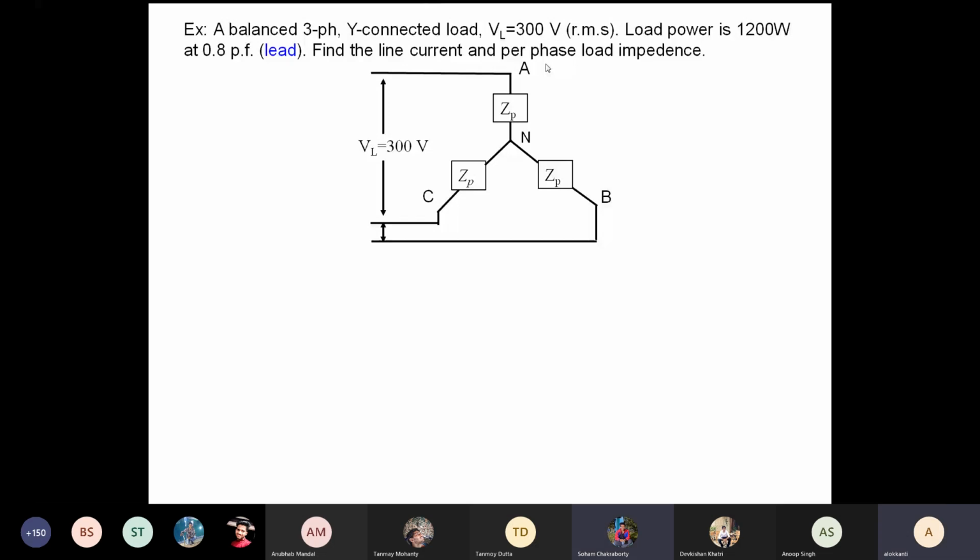Each phase has a phase voltage. See, I have given the line voltage here, line to line, say A to C, C to B. But if you consider A to N, that is the phase voltage. And that phase voltage will be how much? Sir, 300 by root 3. 100 by root 3, because it is the base voltage. Okay. So now do this problem.